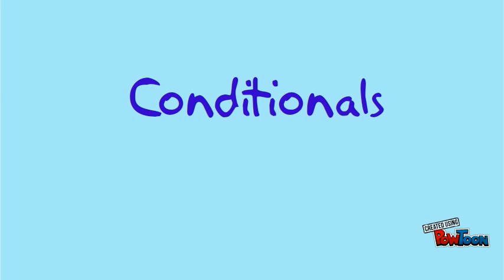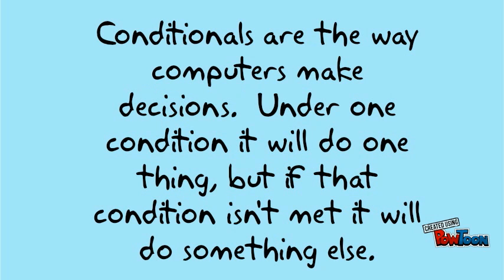Often a computer program must make choices on which way to proceed. That's where conditionals come in. Conditionals are the way that computers make decisions. They are usually in the form of a mathematical statement using equal to, less than, or greater than, and they will always be either true or false.